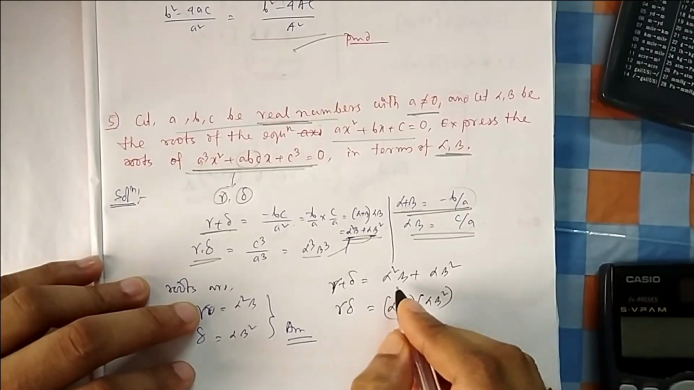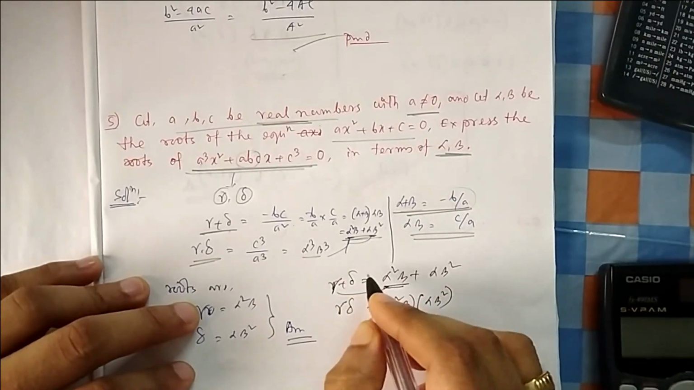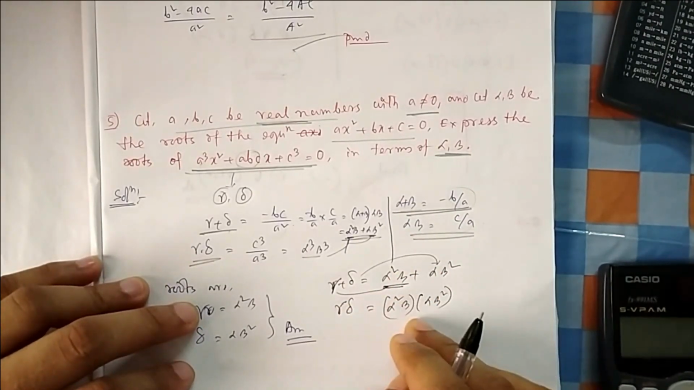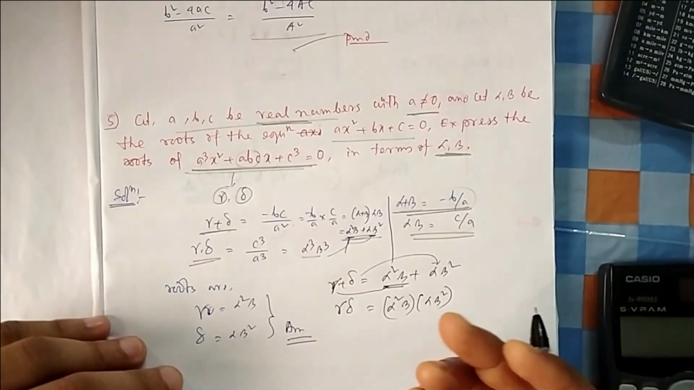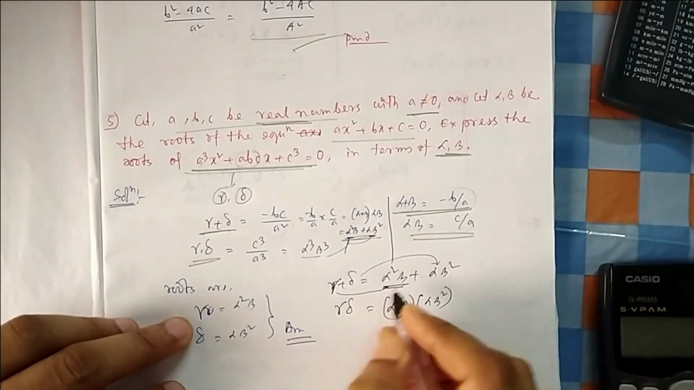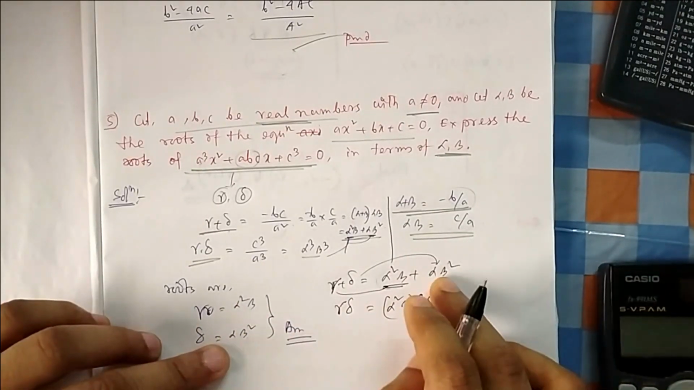Now by symmetry, you can say, if I take this as alpha and this as gamma, then both the equations are satisfied. If I take this as gamma and this as delta, then both the equations are satisfied. So that's why I can say one root is alpha square beta and the other root is alpha beta square.